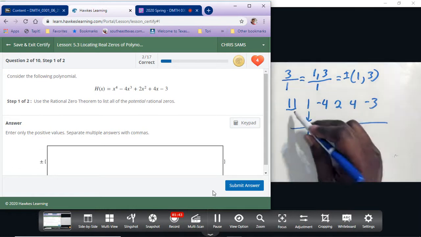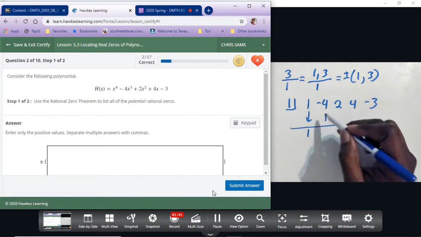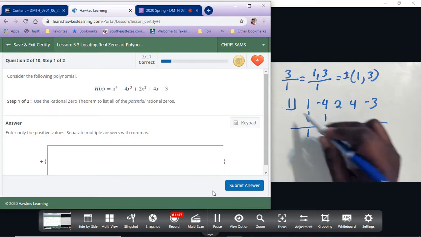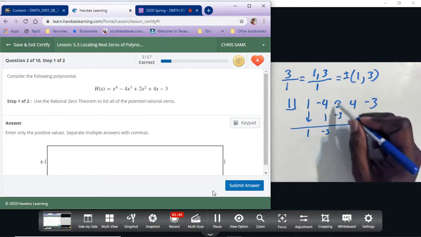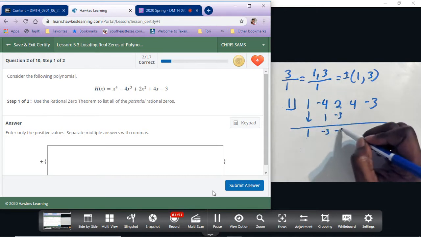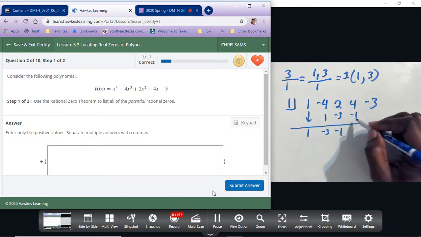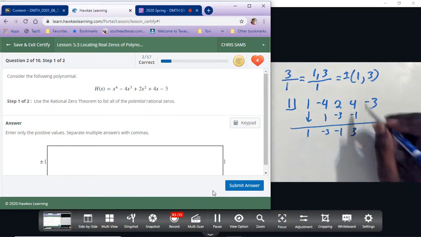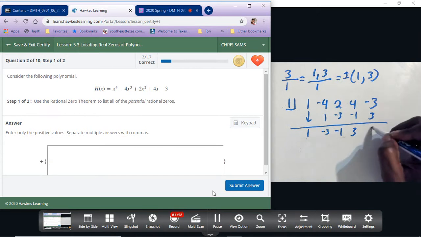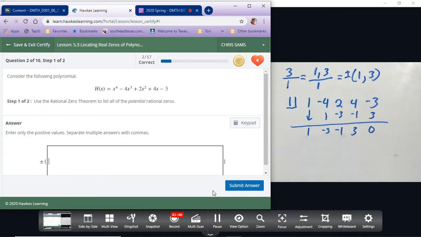Write down 1. 1 times 1 is 1. Subtract, we get negative 3. 1 times negative 3, negative 3. Subtract, we get negative 1. We get negative 1 here. We get a positive 3. And then 1 times 3 is 3, and we get 0. Okay, so 1 works.